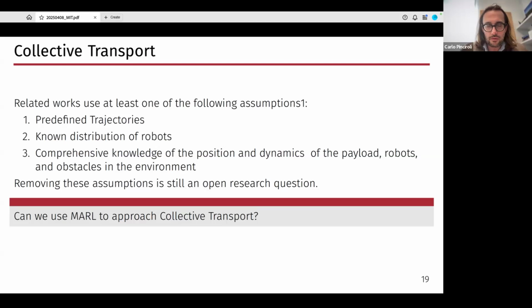So collective transport, when you look at it, is based on a lot of assumptions that are not necessarily easy to realize in real life. And removing these assumptions is a big problem. One of the questions that we asked is, can we do that by applying multi-agent reinforcement learning? So we ventured into applying methods of reinforcement learning to the problem of collective transport. Why is this related to heterogeneity? You'll see in a minute.